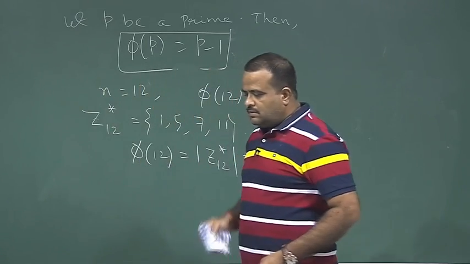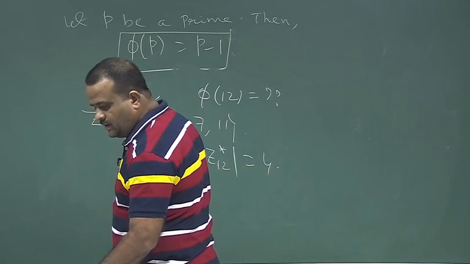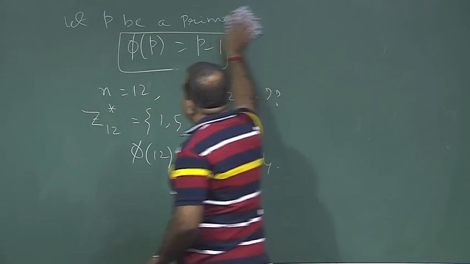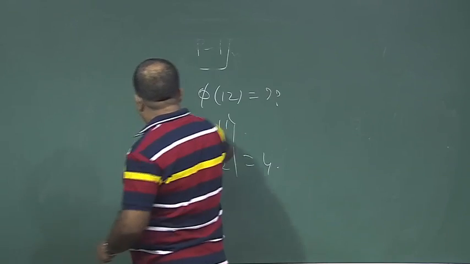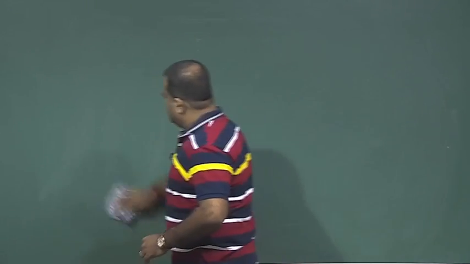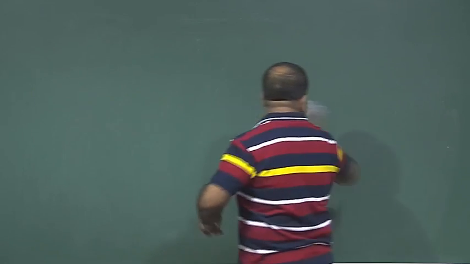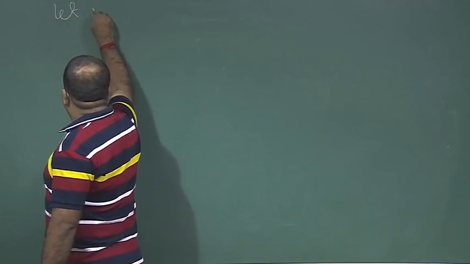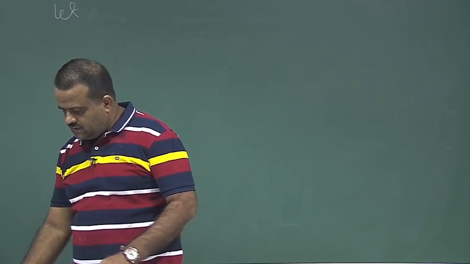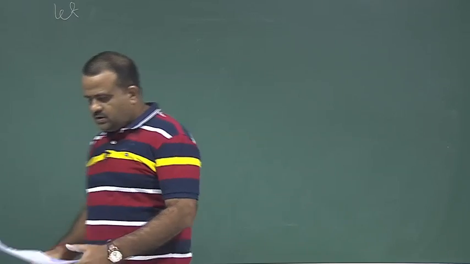Okay. So, we want to have a formula for this phi function when n is not a prime. So, this will define.